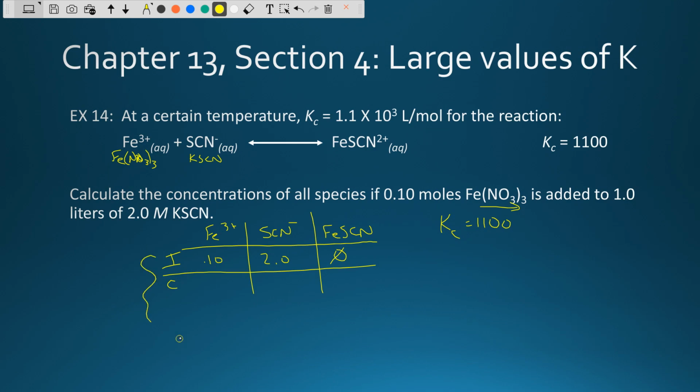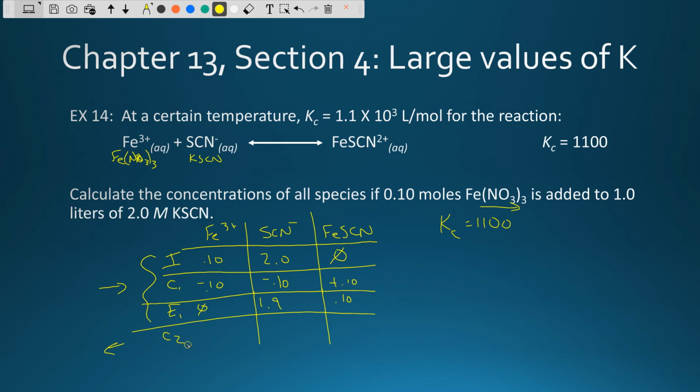Now, let's start it this way. Because my K was large, let's start it going in this direction. My first change is going to be subtracting off the smallest value. Okay, this is minus 0.10, and this is gaining the 0.10. So at the first equilibrium, when it's going to the product side, I end up with 0 here, 1.9 here, and this is 0.10. Now, we went a little bit too far. Now we're going to bring it back the other way.